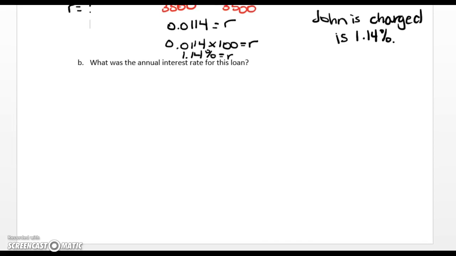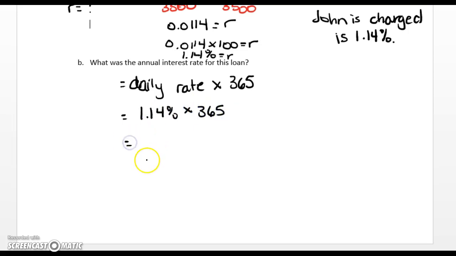Part B asks, what is the annual interest rate for this loan? So say Matt did not pay off this loan for a whole year. Let's find out how much this would actually cost him. What we're going to do is take that daily rate and times it by the number of days in a year, which is 365. So we'll take that 1.14% and times it by 365. And when we put that into our calculator, you will find that the annual interest rate is a whopping 416.1%.